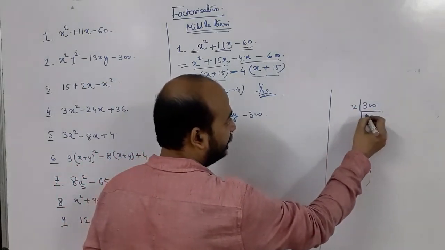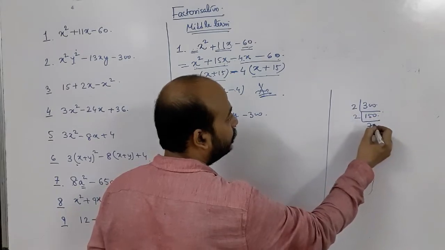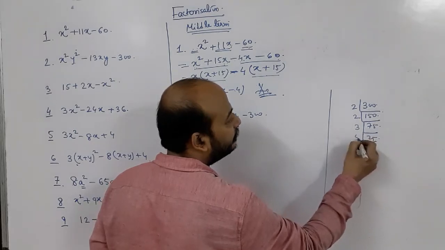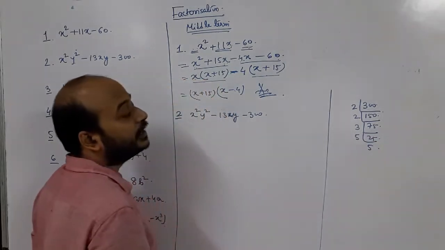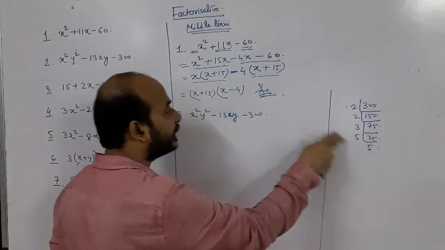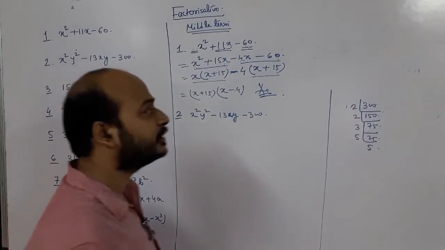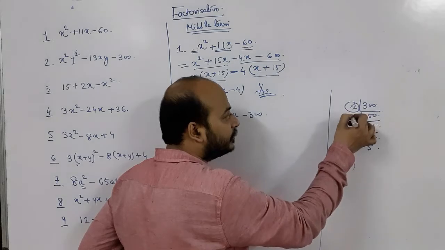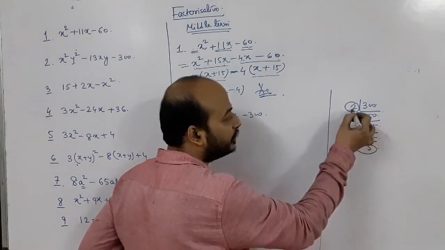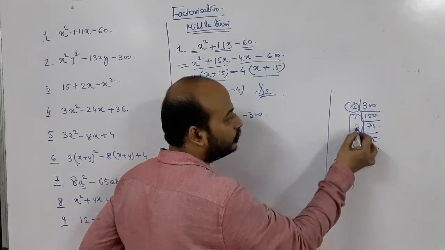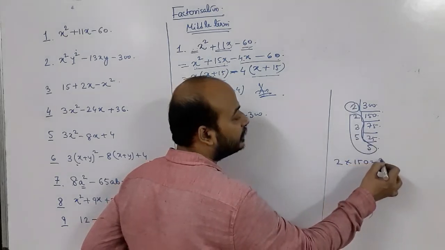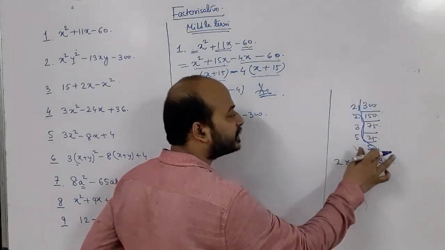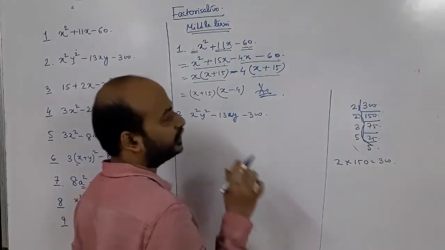So 2, and then 150, then 75, then you can take 3, you have 25 and 5 and 5. Now from this, you can find out the required pair. Understand? Now if you take this 2, then you take this as a combination. So what you get? You get 2 into 150, that is 300. So you can get varieties of combinations from here, and from there you can get your required combination.